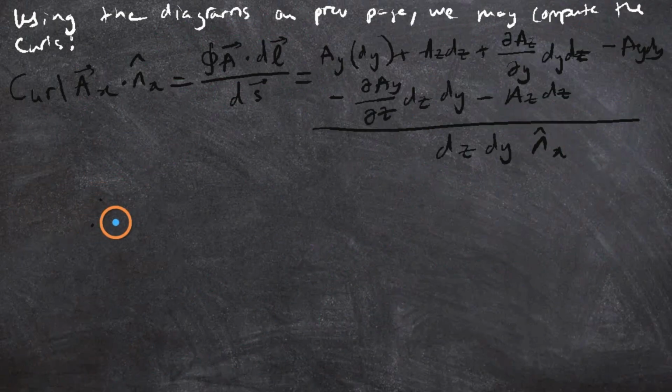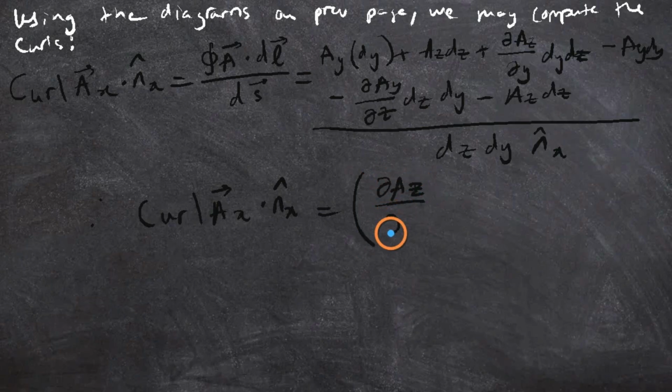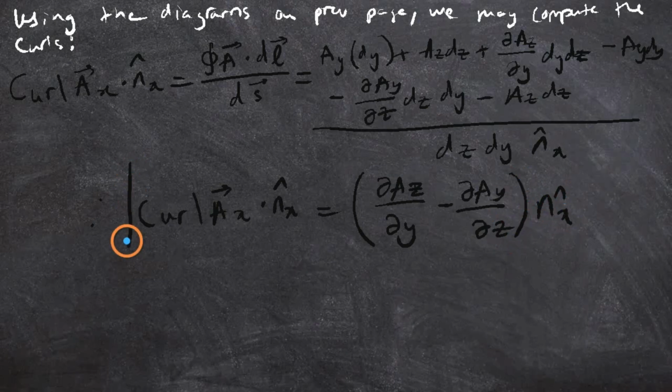We then see that certain things will cancel out. So the Ay dy will cancel out, Az dz will cancel out, the dz dy will cancel out both at the top and the dz dy at the bottom. So all those other expressions will definitely fall off the integral, leaving us only with the partial derivative of Az with respect to y, minus the partial derivative of Ay with respect to z, and all that, of course, in the nx hat direction.